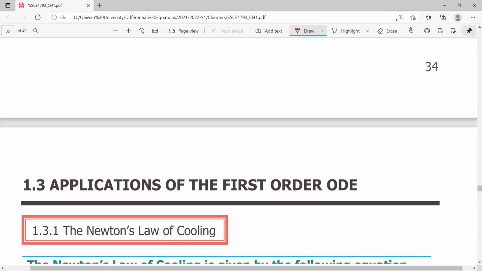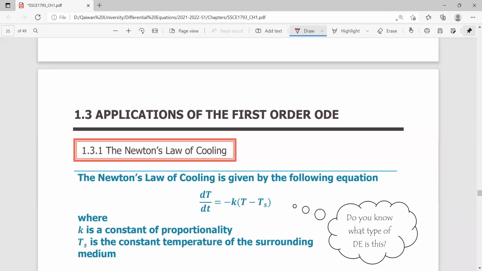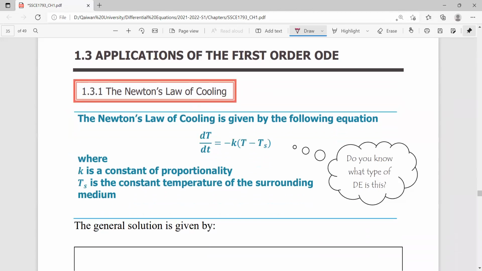Okay, so this is the Bernoulli differential equation. And now we have applications of first order differential equations in real life, in sciences, and also in engineering. Here we have Newton's law of cooling. We say Newton's law of cooling is given by this differential equation: dT/dt equals minus k times (T minus Ts).